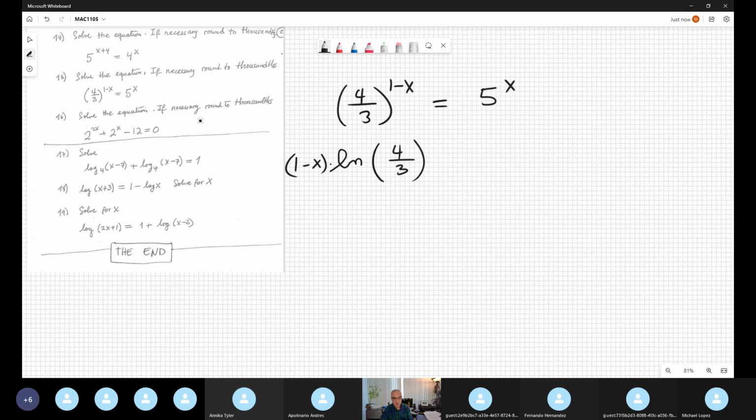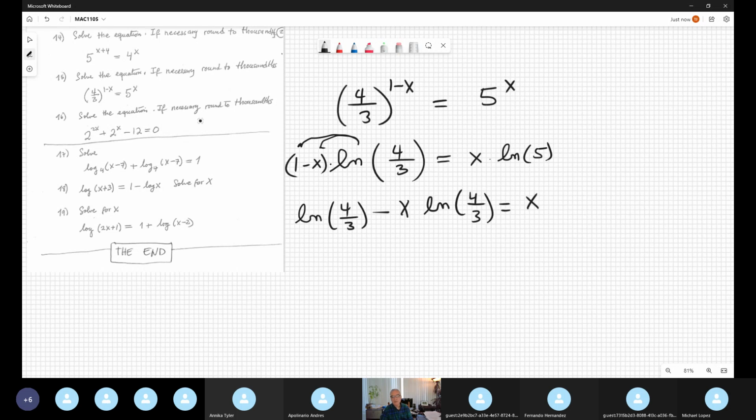Because this logarithm of 4 over 3 multiplies 1 by 1 inside. So if you put it without parentheses, you understand wrongly that logarithm of 4 over 3 multiplies only x and the 1 does not participate in the game. It's not true. So it's equal to x times the logarithm of 5. Okay, distribute now. Multiplication. This times this. This times this is natural logarithm of 4/3 minus x times natural logarithm of 4/3 again equals x logarithm of 5.